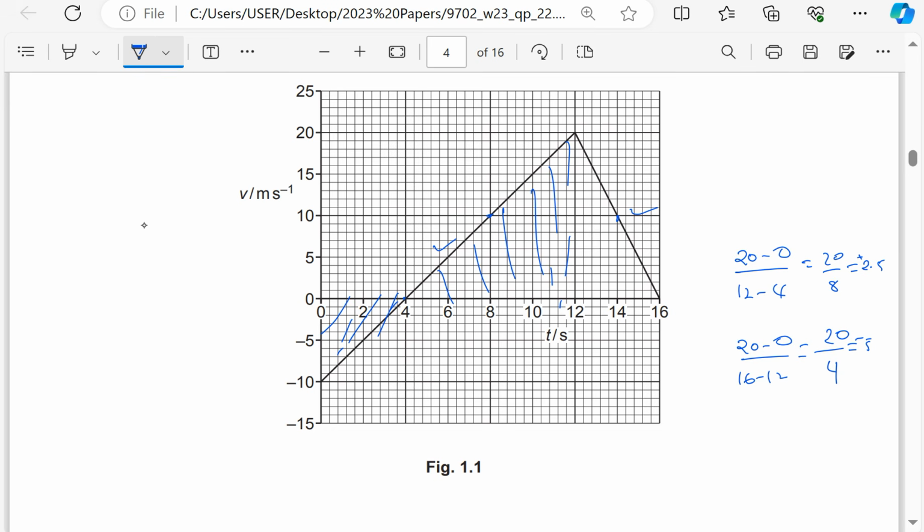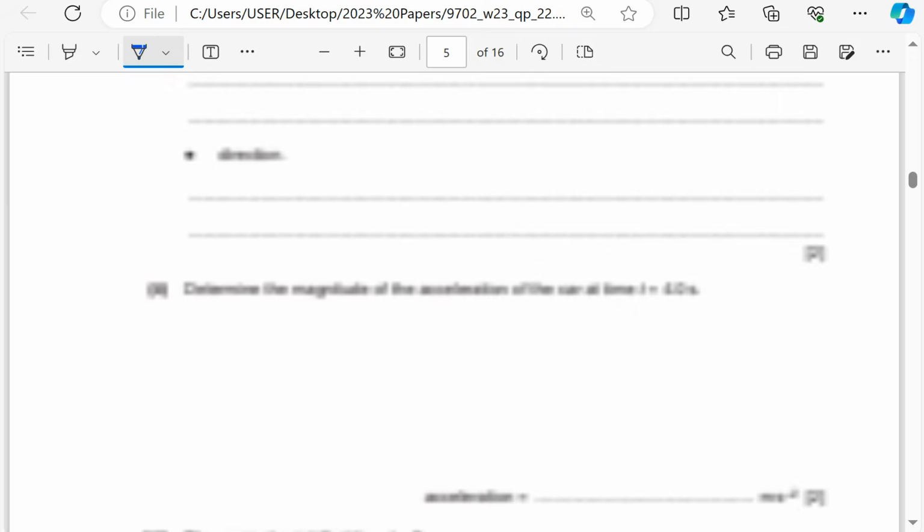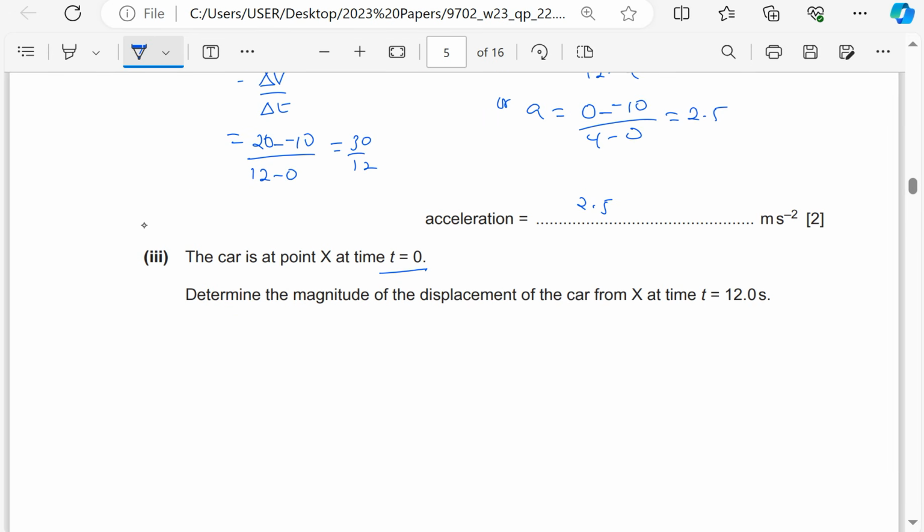So this is a triangle where this is the base and the height is 20. 12 minus 4 is the base. Then we have another triangle here where this can be the base and this can be the height. They're in opposite directions. So I'll simply say distance is equal to the area under the graph.